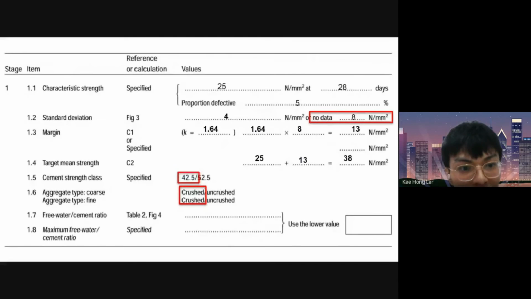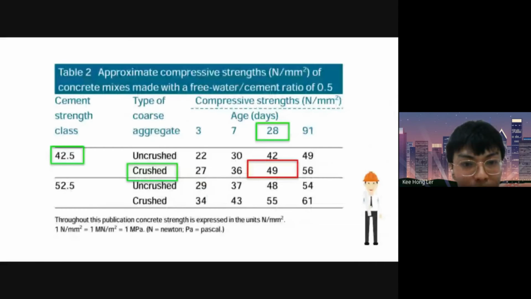Our coarse and fine aggregate type is crushed. Now we have to find the free water cement ratio. In order to find the free water cement ratio, we have to approximate the compressive strength first for free water cement ratio equal to 0.5. As given, the cement strength class equal to 42.5, crushed aggregate, and the age of concrete is 28 days. So we get our approximate compressive strength equal to 49.